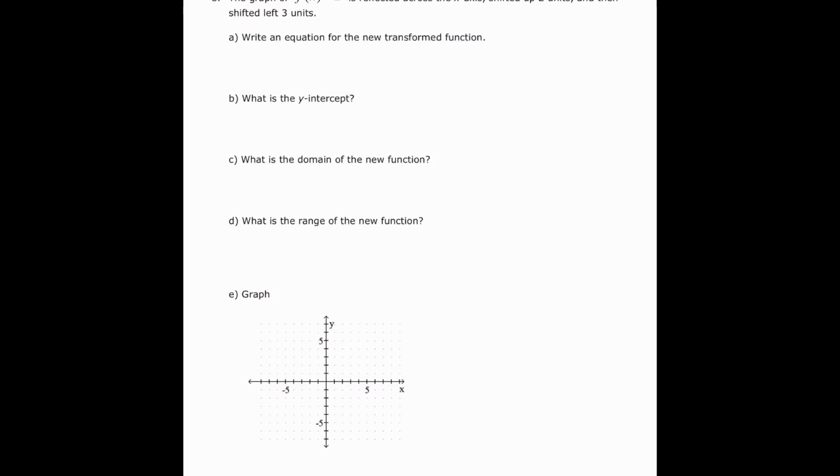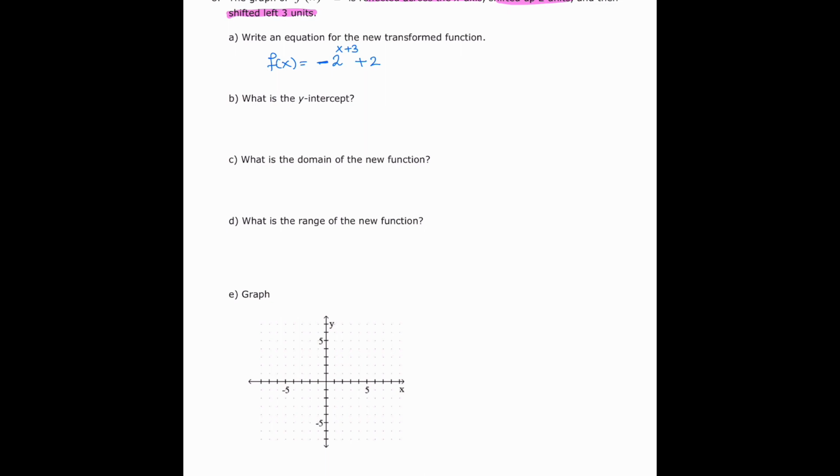2 to the x power is reflected across the x-axis, shifted up 2 units, and then shifted to the left 3 units. Write an equation for the new transformed function. So f of x equals, reflection across the x-axis, that means the function was negative, and then shifted up, which means we're going to add 2 units to the function itself, and then x here shifted to the left, so we're going to add 3 units. So that is the function.